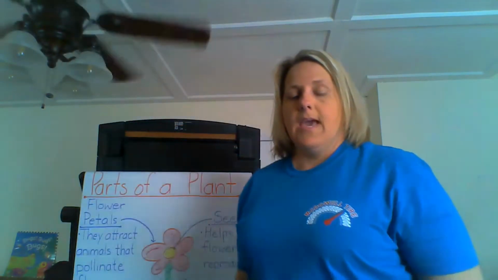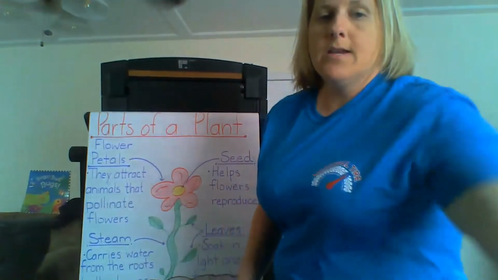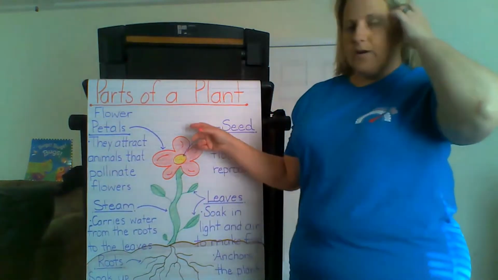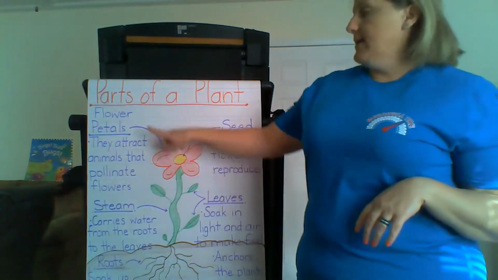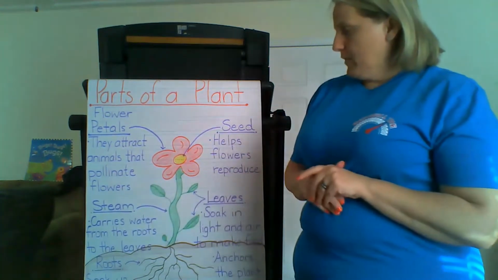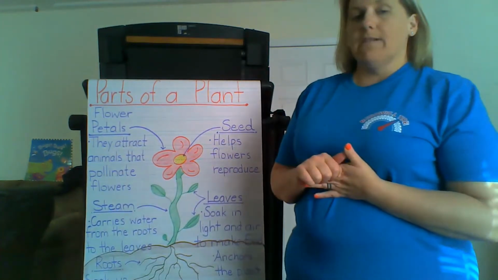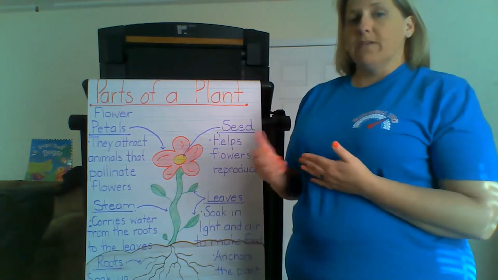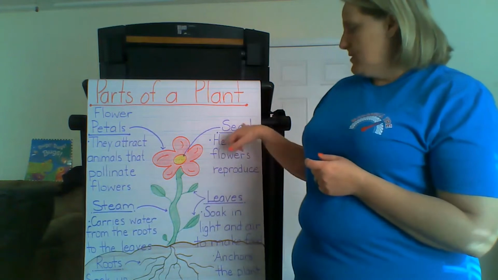Alright, so today we are going to talk about the parts of a plant. And let's look back here at our anchor chart, and it says parts of a plant. And we have the big plant here drawn, and we're going to learn about what each part of this plant helps, what its name is, and how it helps the flower grow. Let's start here with the seeds.